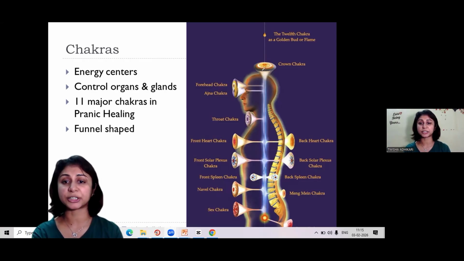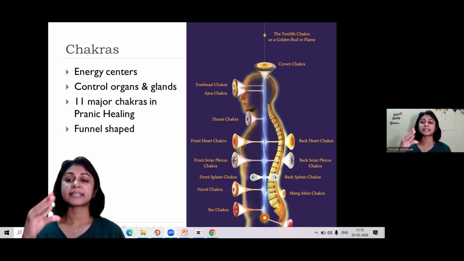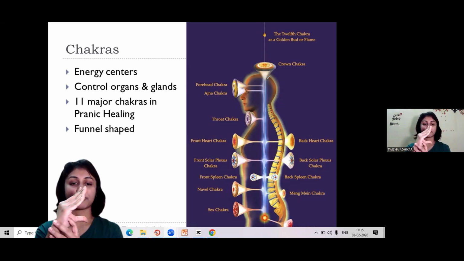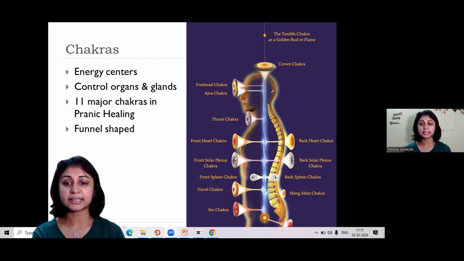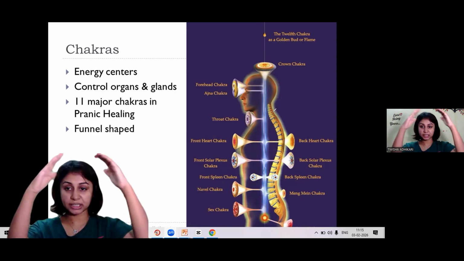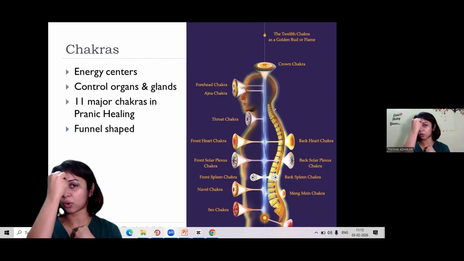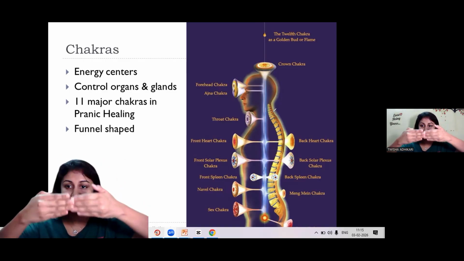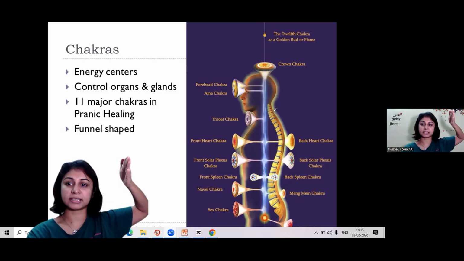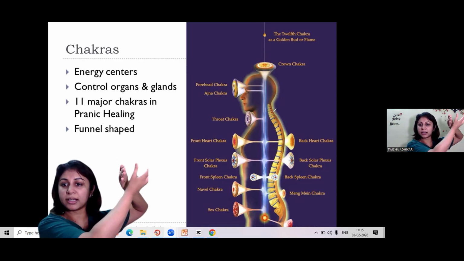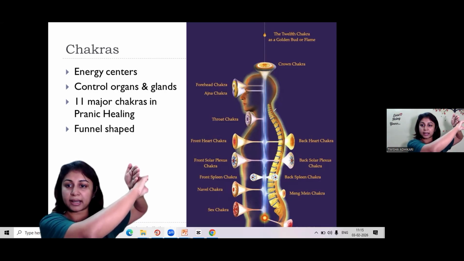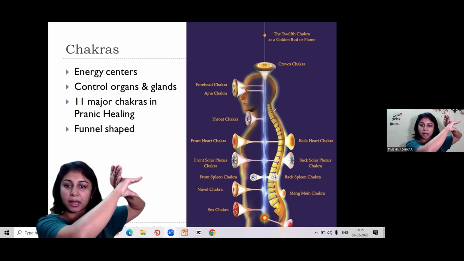Now, these chakras, as you can see in the picture, are funnel shaped, right? So what happens is it is coming out like this, okay, from our physical body. Now, these chakras are not located on the physical body. They are located in the energy body. Okay, so it is all in our energy body. If this is my aura over here, then my chakra is also here like this, like a funnel shaped thing which is coming out.